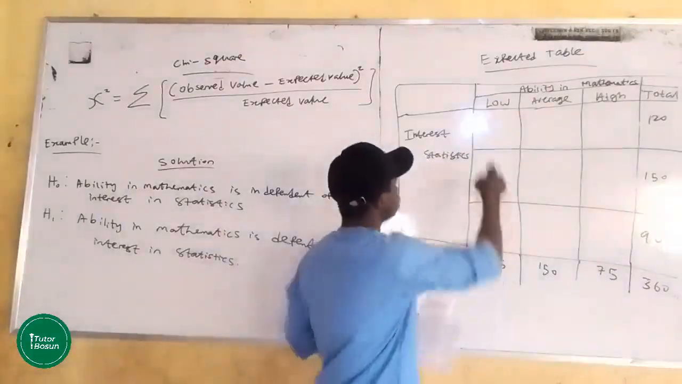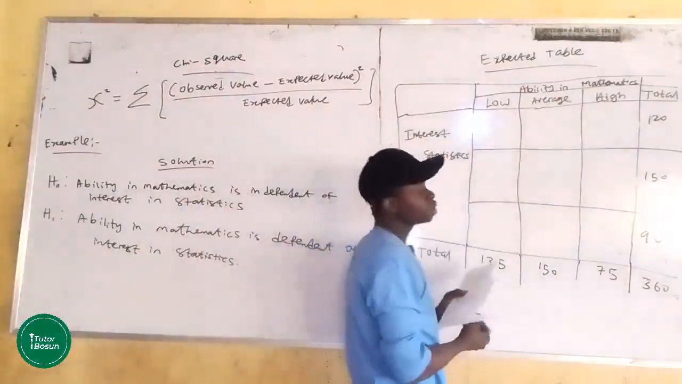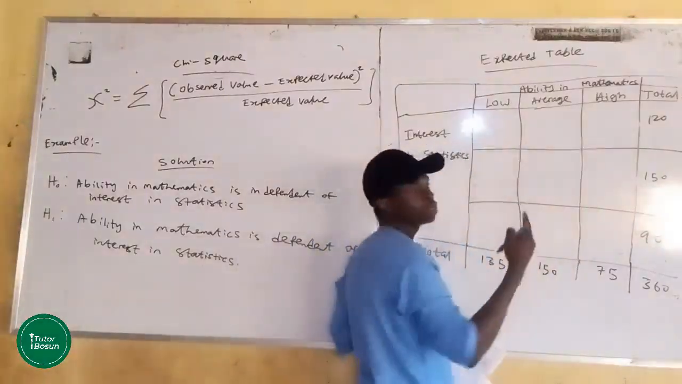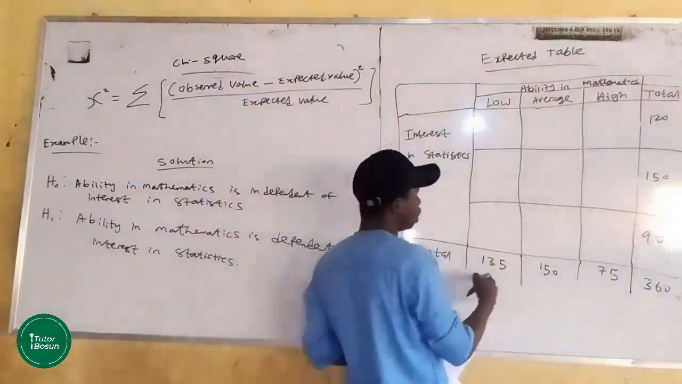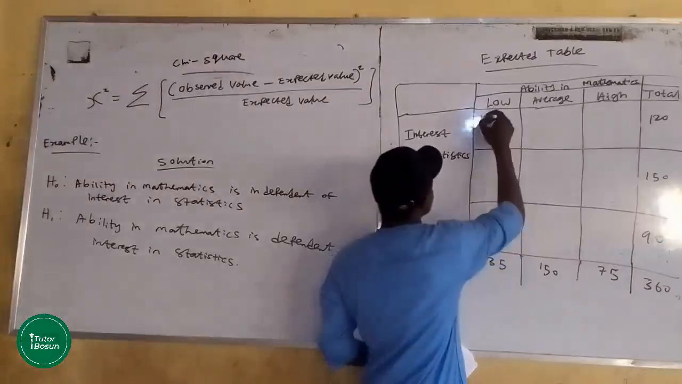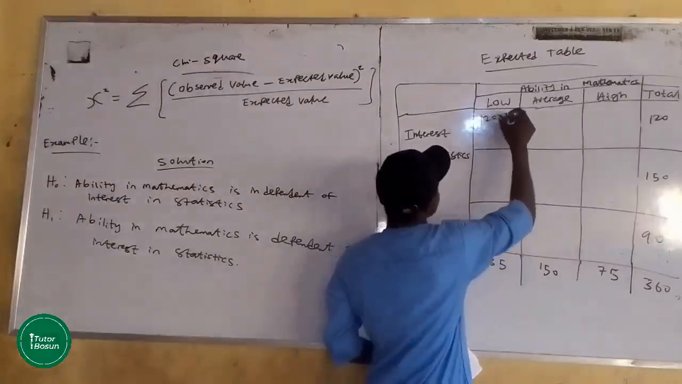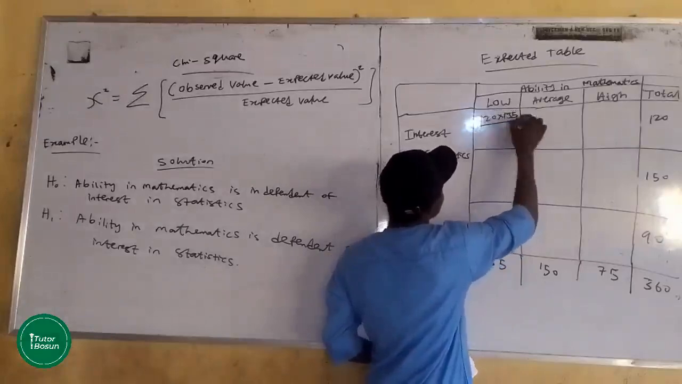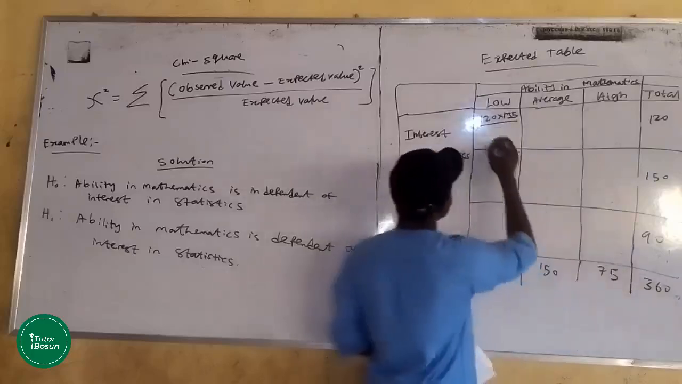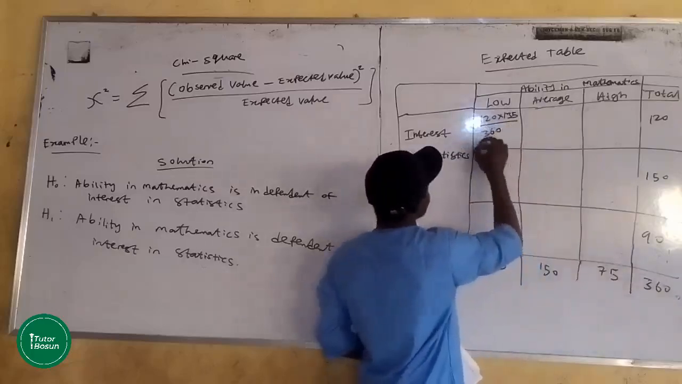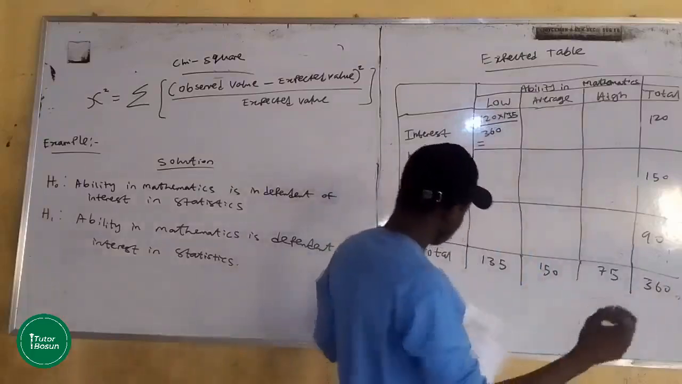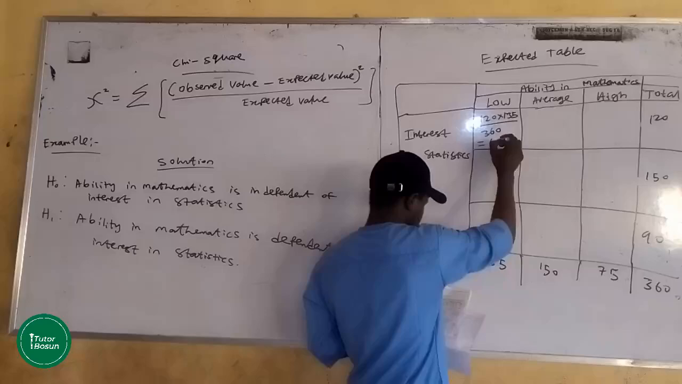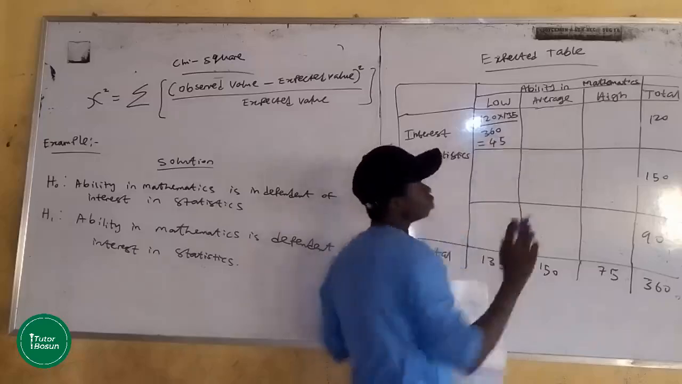What am I saying in essence? For example, for this box, what do you have? 120 in the horizontal. What do you have in the vertical? 135. That will be 120 times 135 divided by the overall total, which is 360. So if you do it very well, you should be having 45. So you are done with that.